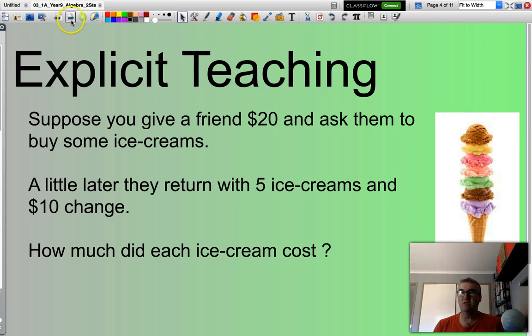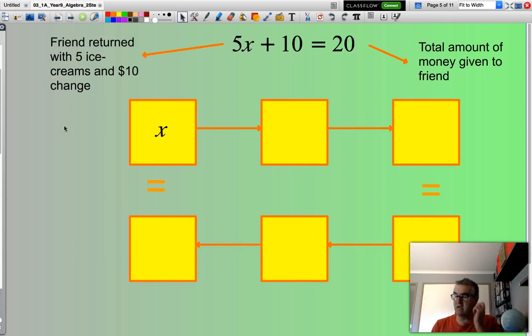So this is the process you need to follow, and it's a process known as backtracking. My equation, just the one with the ice cream, could be 5x plus 10. That basically is my friend returned with 5 ice creams and $10 change. And that was equal to the total amount of money that I gave to my friend. So I could say 5x, where x is just the cost of one ice cream, plus 10, which was the change, equals 20.